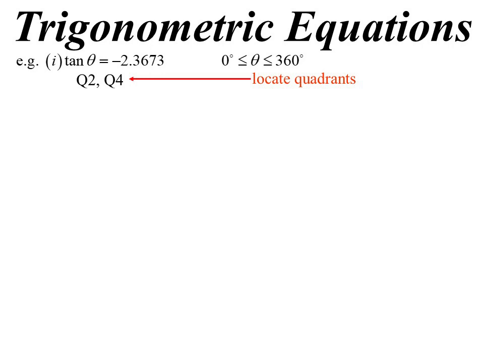We need to locate the quadrants. That's the first thing we need to work out. Well, tan is negative, therefore I'm in the second and the fourth quadrant. Then I want to work out the acute angle of the triangle. Well, that would be 2.3673, because with acute angles the ratio is always positive. So I know the acute angle in that triangle is 67 degrees 6.